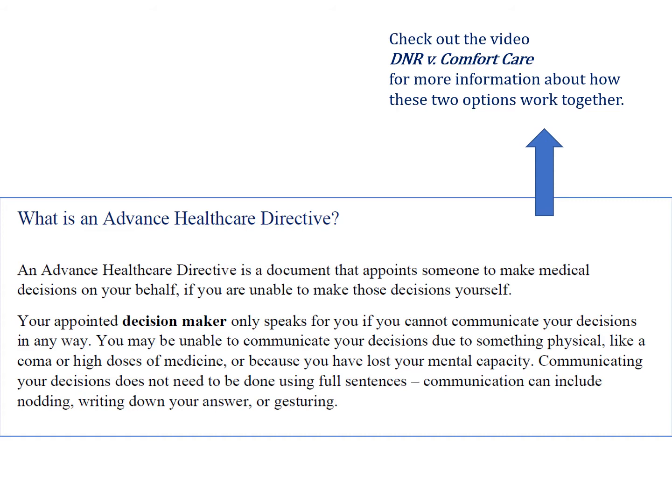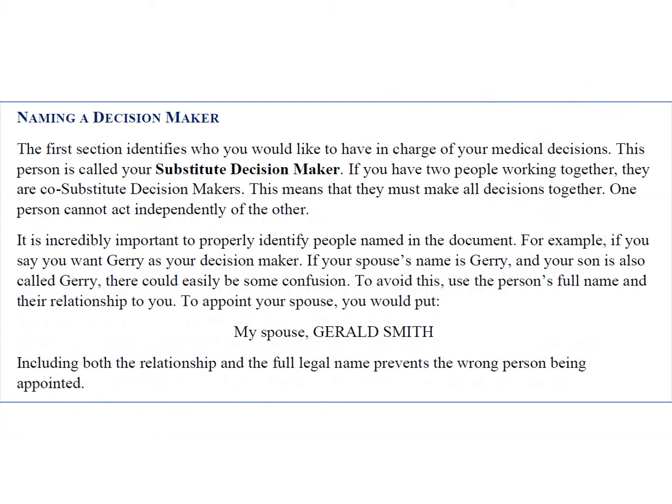So a healthcare directive is a document that appoints someone to make medical decisions on your behalf if you're unable to make those decisions yourself. The person you appoint only speaks for you if you cannot communicate your decisions in any way. So this is a document that would be used down the road. It's not necessarily something that you would need right now, but if you don't have it prepared ahead of time, it's not something that you can make after you've lost your capacity, or if you're for some reason physically incapable of expressing your decision, so something like a coma or a stroke where you couldn't communicate in any way.